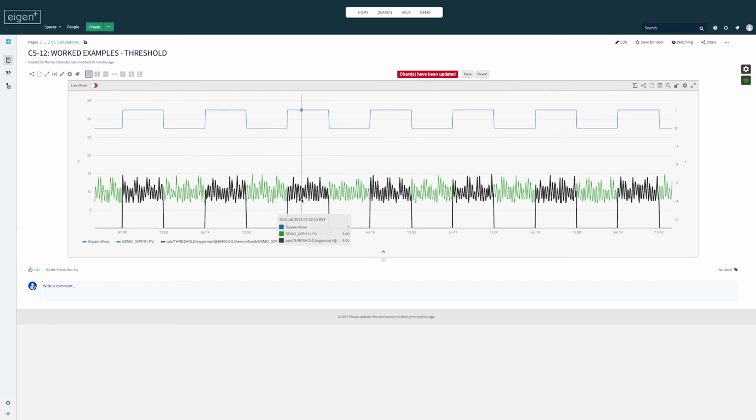So this tag could then form the basis for a totalizer. If you wanted to know the total flow through a given pump per day, then this tag could then form the basis of a totalization in the next stage of calculation. But there we are, that's the threshold.